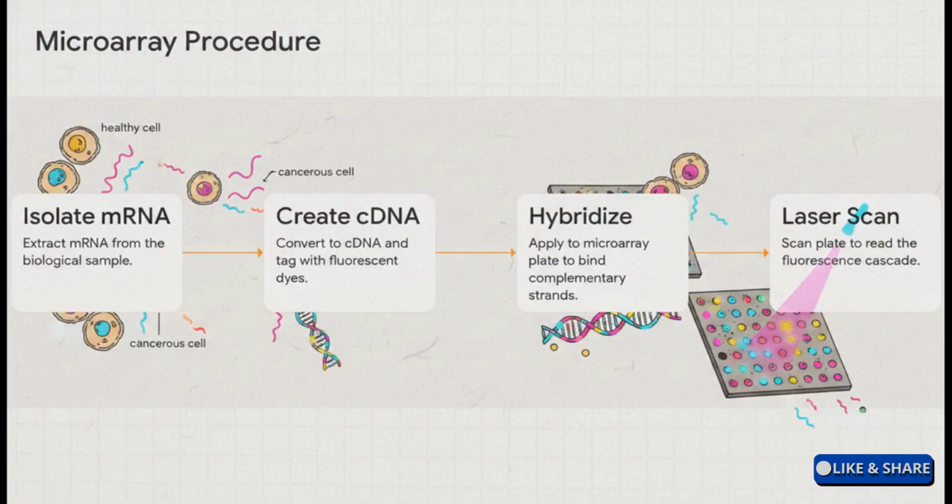Now, what's really interesting here is the relentless, rapid-fire procedural pipeline. First up, we isolate the messenger RNA from our biological sample. But because RNA is fragile, we convert it into complementary DNA, or cDNA, and tag it with fluorescent dyes. We then apply this glowing mixture directly onto the microarray plate for hybridization. Let it bind, wash off the excess, and hit it with a rapid laser scanner for detection.